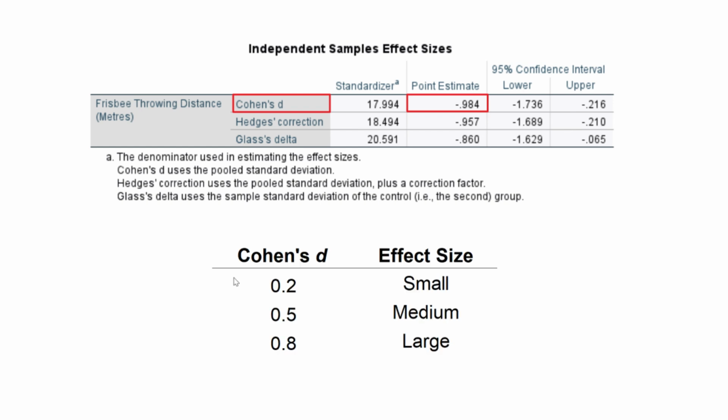Minus 0.984 is considered a large effect size based on the conventional benchmarks which are displayed on screen. In our example, this suggests that there is a large difference between the frisbee throwing abilities of dog owners and those of people who don't own dogs.